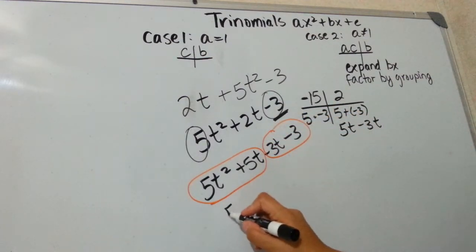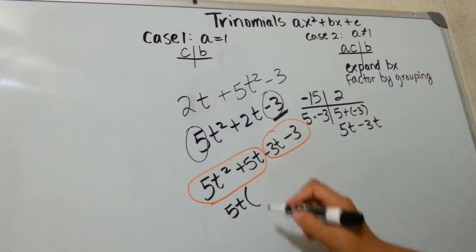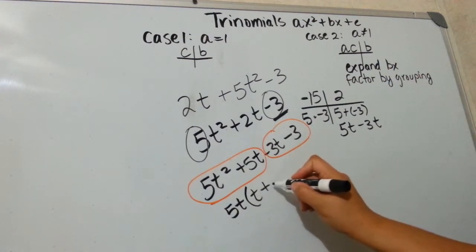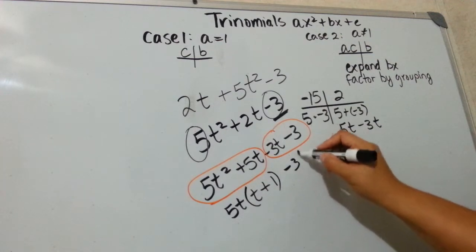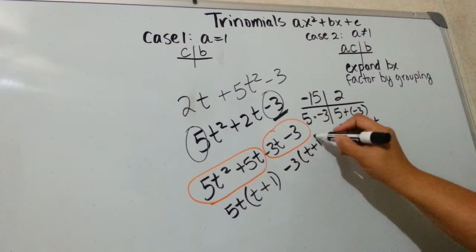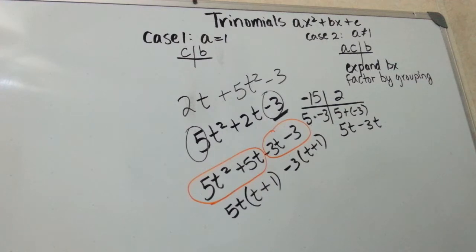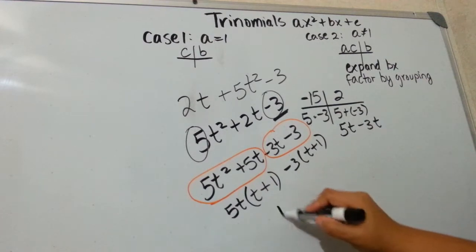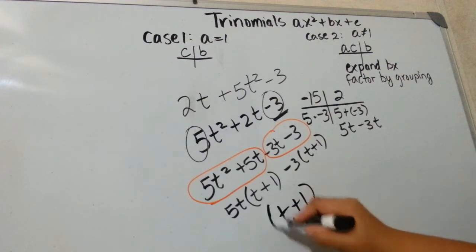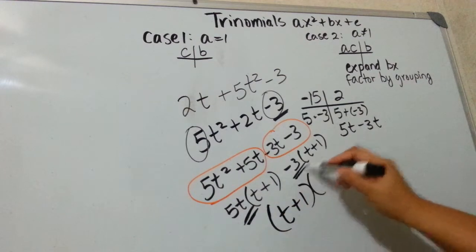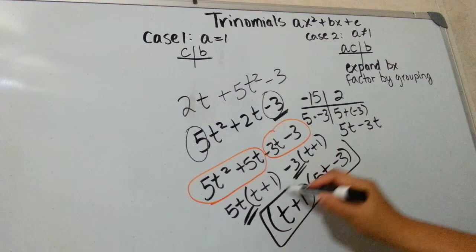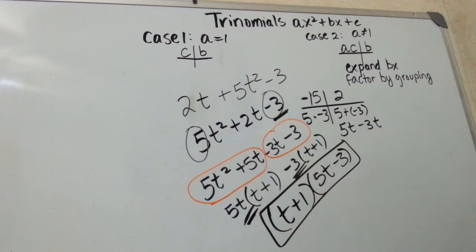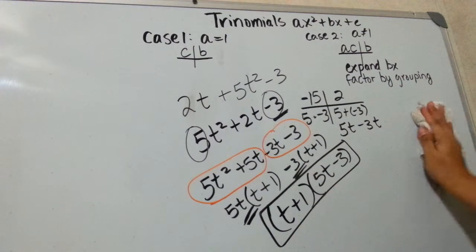I can pull a 5t and I can pull a minus 3. And my answer would be t plus 1, 5t minus 3. Right, so this was a case 2, factor by grouping.